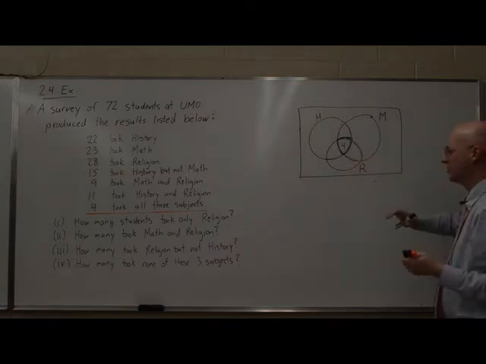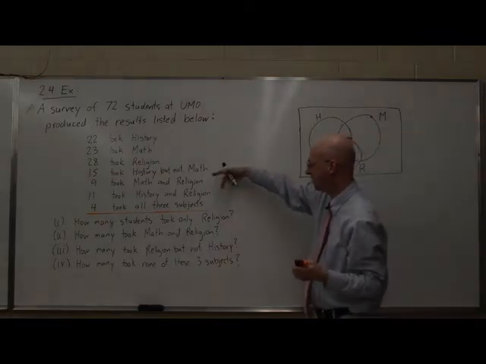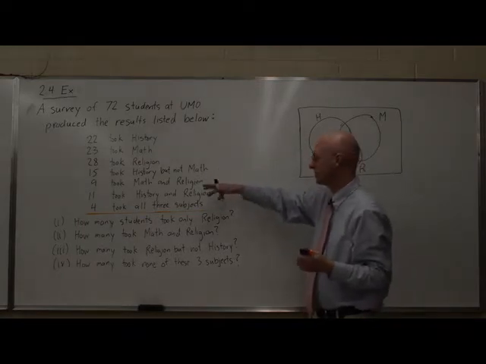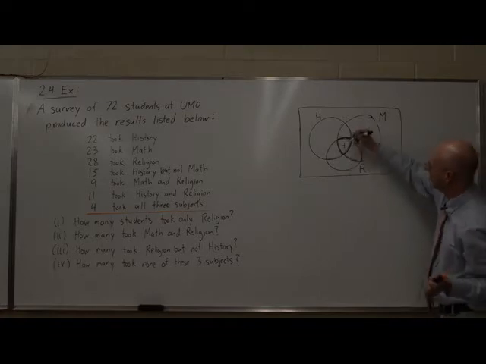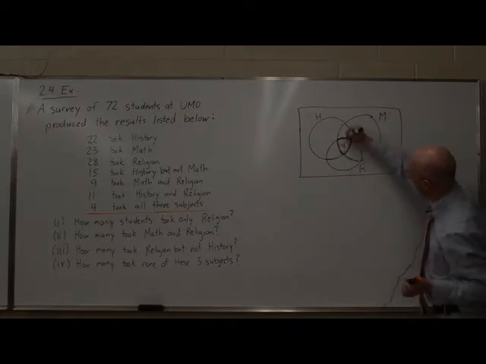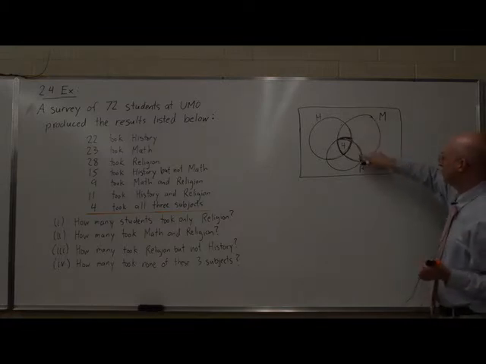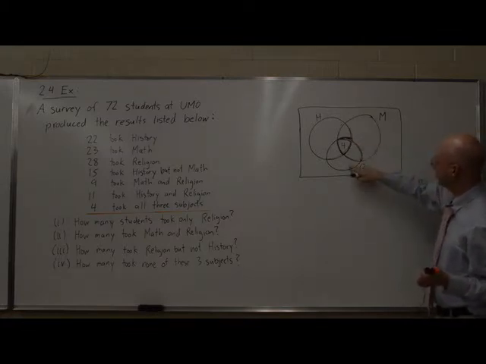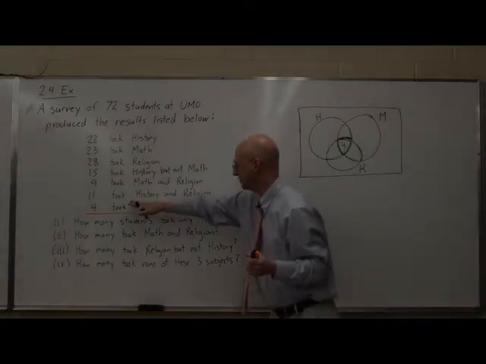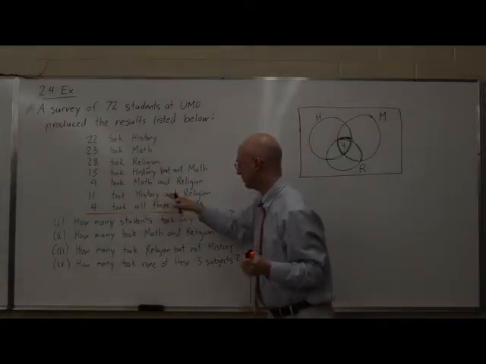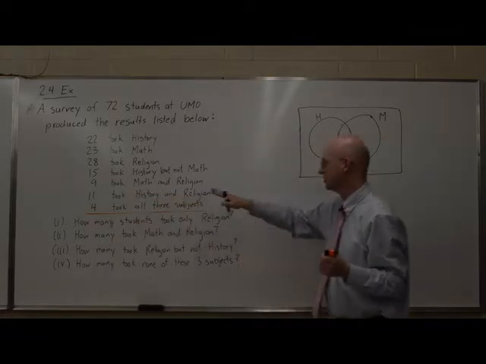To get the petals, you're talking about whether a student took 2 different classes. Like if I'm looking at this petal right here, this would represent the students that took both math and religion. So let's start backwards here with history and religion first. 11 students took history and religion.